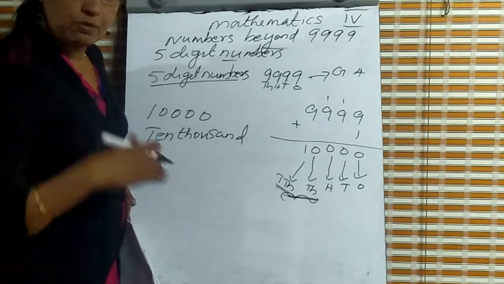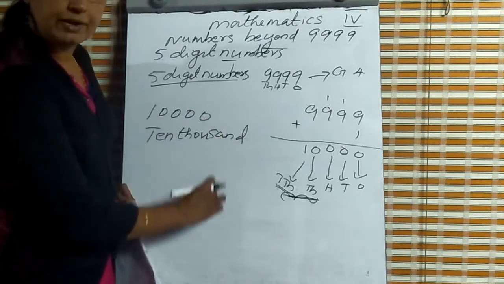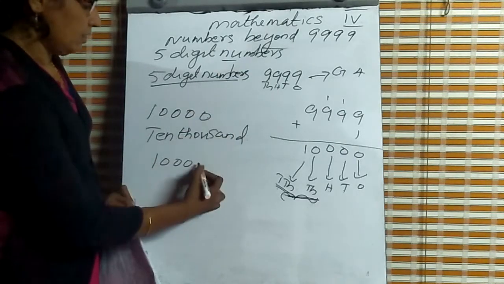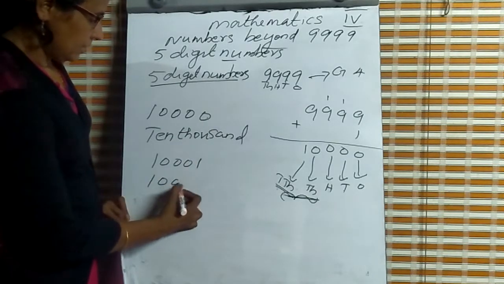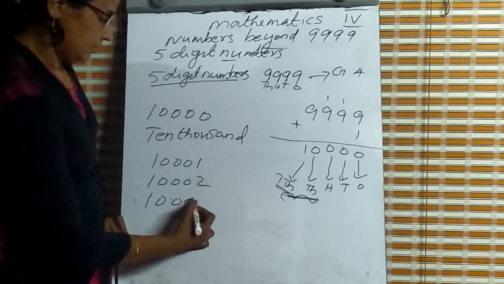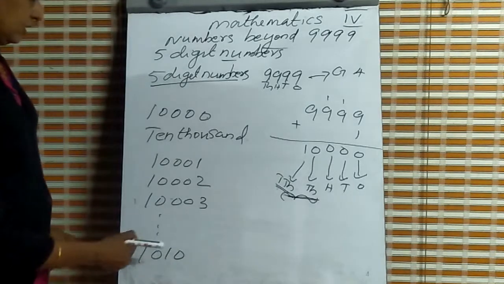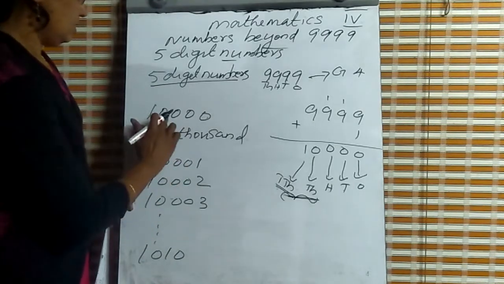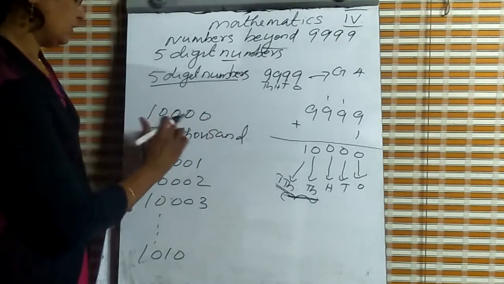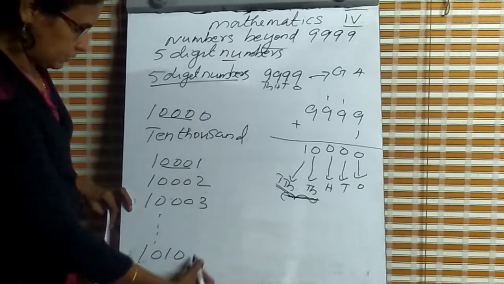What is the next number? For getting the next number, we add 1 to the preceding number. After 10,000, what is the next number? 10,001. Next number? 10,002. Next, 10,003, and so on, up to 10,010. 10,000 contains 1 and 4 zeros. Here, 3 zeros.